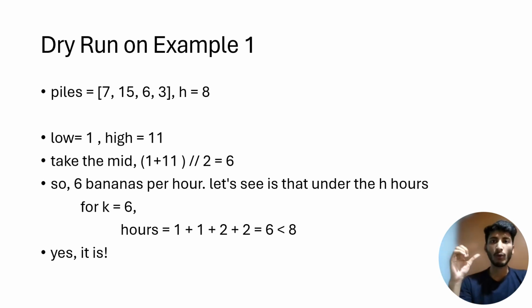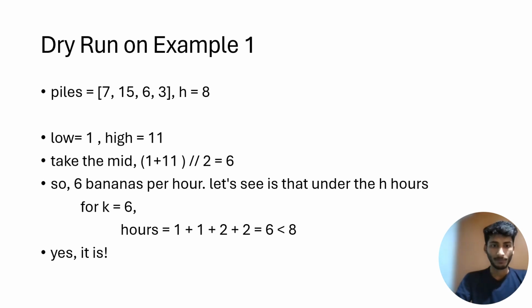Once I find that mid number of bananas, I will pass it to the calculate hours function and check whether, for this value of k, the mid is satisfying the relation that the total number of hours should be less than or equal to h. If it satisfies, I can think, okay, this can be our answer. I'm not saying that this will be our answer, but I will say this can be our answer. But why am I saying that? Let me give you one example of that.